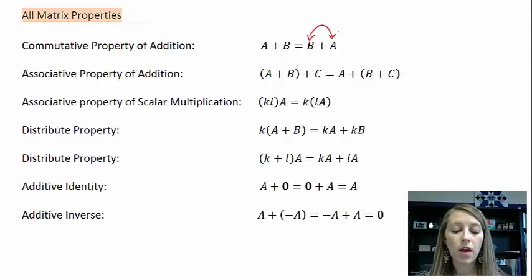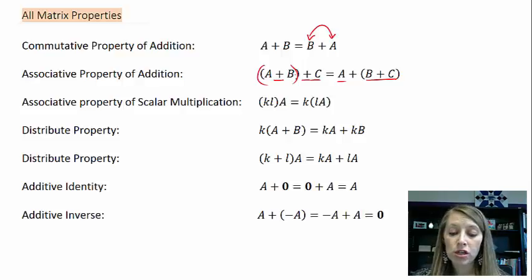The associative property says if I'm doing an addition with three different matrices, it doesn't matter if I add A plus B first and then C, or if I add B plus C first and then A. It doesn't matter, again, because matrix addition is just adding each entry. So I can rearrange the order of the entries in my addition and it won't cause a problem.